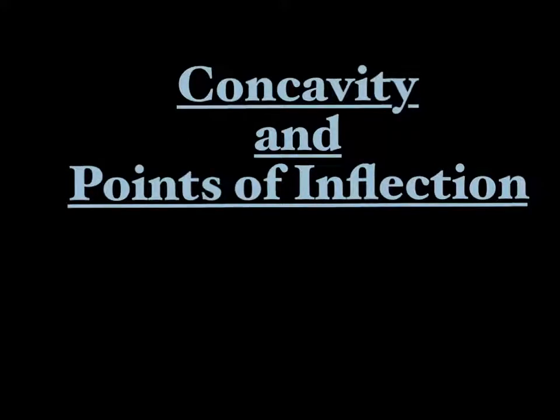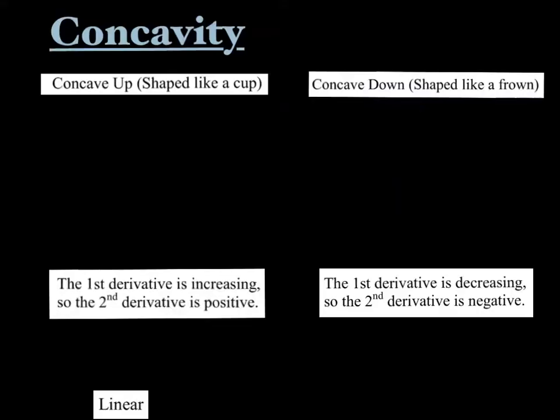Welcome back, everyone. Today our lesson is on concavity and points of inflection. First we're going to talk about the different types of concavity we can have in a graph. The first one is concave up, and it would look like that. We say that it's shaped like a cup. So it smiles, it holds water, lots of different ways that you can remember that it is concave up.